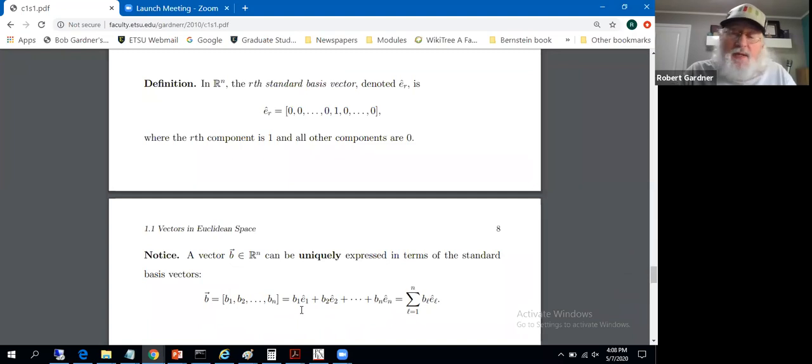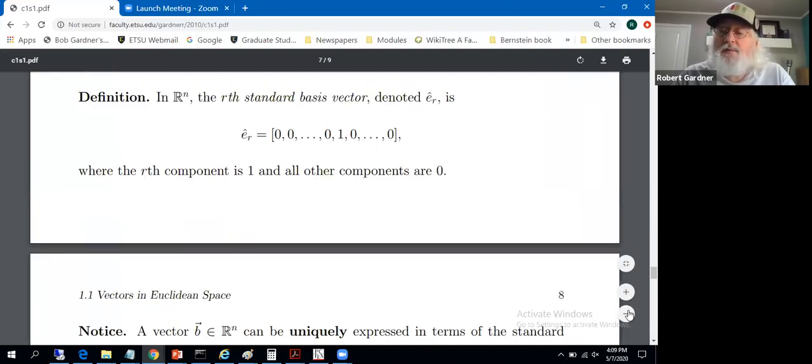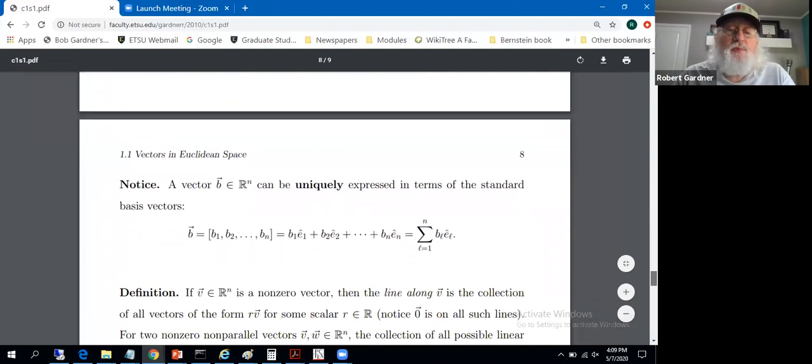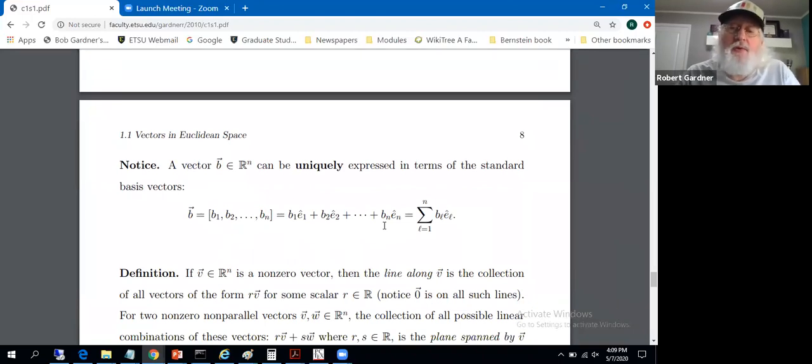So we'll take B1 times E sub 1. The second component is only affected by the second basis vector. We'll take B2 times E sub 2, and so forth. So there's only one way to express this vector as a linear combination of these standard basis vectors, as you can tell by looking at individual components.